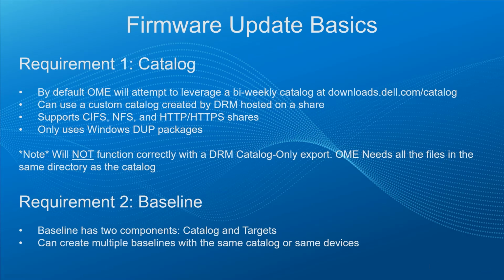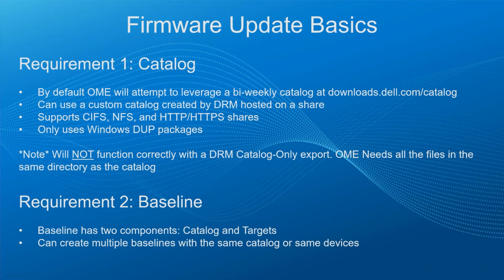The first requirement is the catalog. By default, OME will attempt to leverage a bi-weekly catalog at downloads.dell.com/catalog. We can use a custom catalog created by a Dell repository manager hosted on a share as well. This supports CIFS, NFS, and HTTP/HTTPS shares. OME only uses Windows packages. It's important to note that this will not function correctly with a Dell repository manager catalog-only export. OpenManage Enterprise needs all the files in the same directory as the catalog.